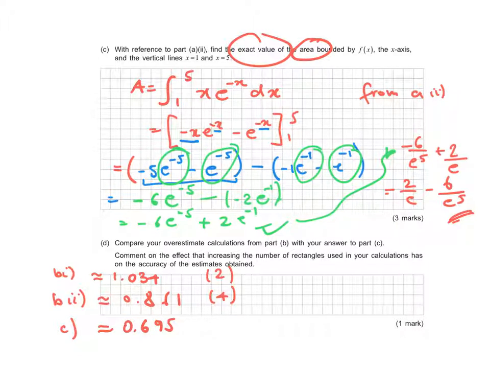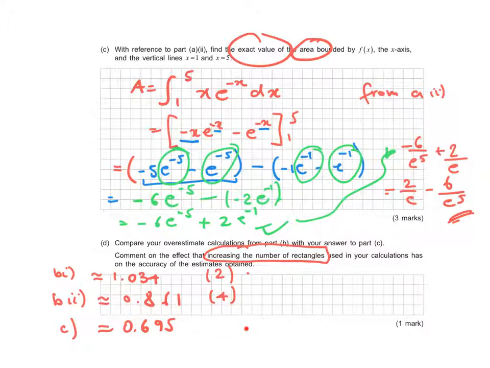0.695. So what we can see here, because we have to comment on what effect increasing the number of rectangles used has on the accuracy of the estimate obtained. We can see here we had 2 rectangles, so it was 1.034 approximately. Then we moved to having 4. And then if we have the exact value, we have 0.695.